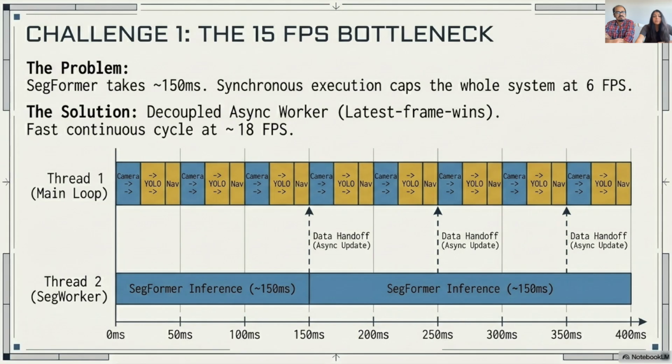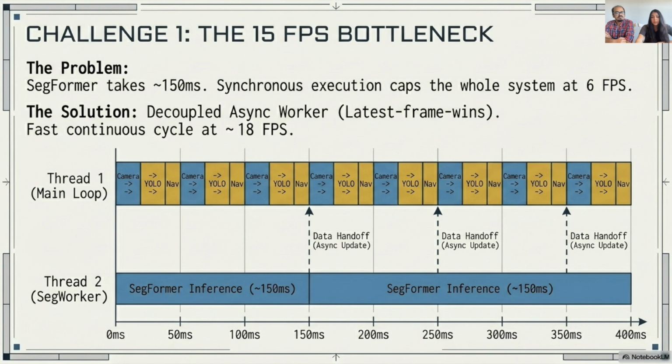So, the solution: a decoupled async worker with a latest-frame-wins policy. Thread 1, the main loop, runs the camera capture, YOLO, and the navigation decision continuously. Thread 2, the seg worker, runs SegFormer on its own clock and writes results to a shared buffer. If thread 2 finishes 2 inferences before thread 1 reads, the older result is dropped. We never queue stale segmentation. The freshest mask wins. This moves the main loop from 6 frames per second to roughly 18 frames per second.